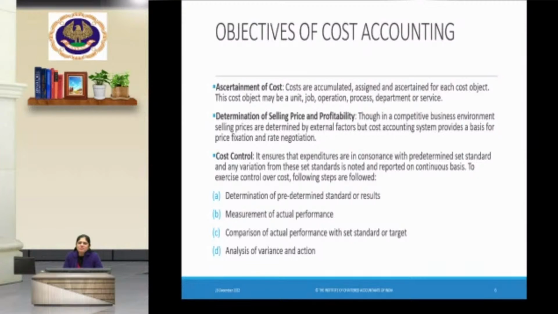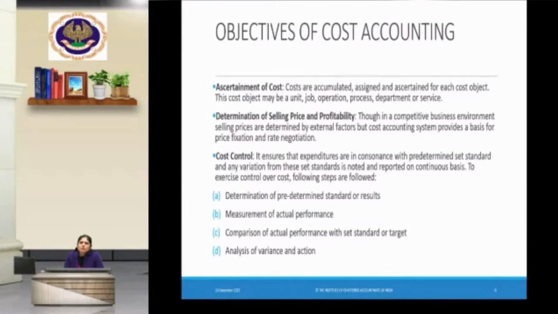It depends upon the requirement of the organization. We want the cost for one unit, for one product, for a service we are giving, for one particular job order which I have received, or I want the cost for one department. If there are five departments in an organization, it could be the purchase department, the production department, the stores department, the finance department.